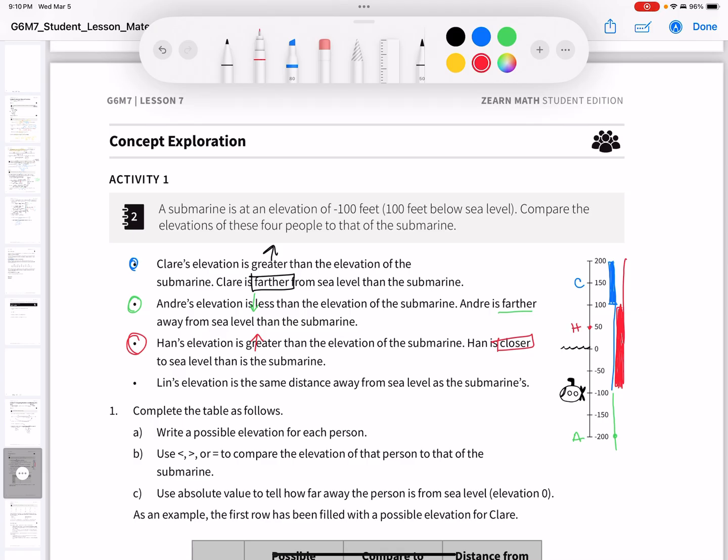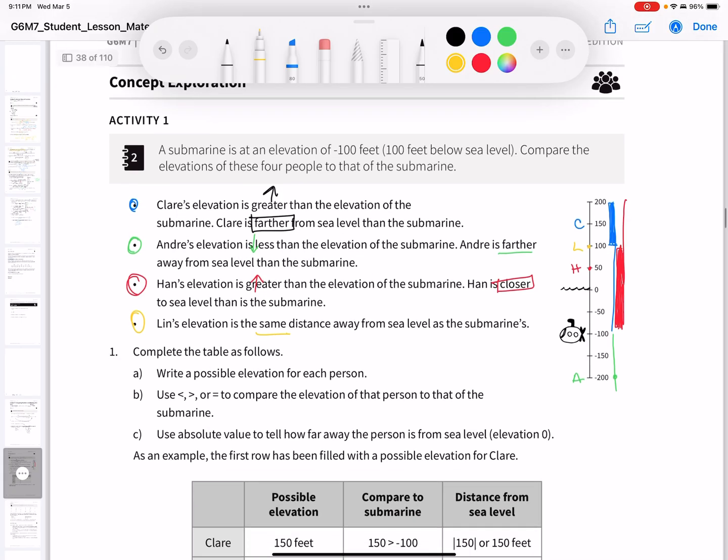Then finally, we have Lin. Lin's elevation is the same distance away from sea level as the submarine. So the submarine's at negative 100. So what's the opposite of negative 100? Sorry. So the opposite of negative 100 is 100. So this has to be Lin.